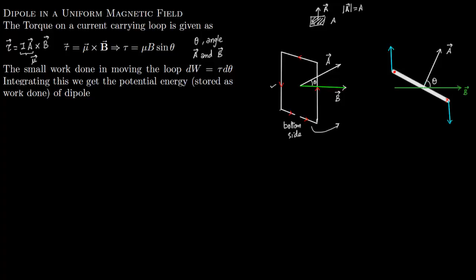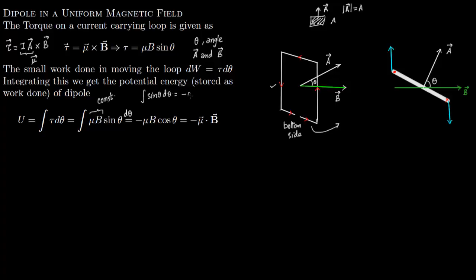So U is the potential energy. You put it equal to the integral of torque d theta. You get mu B sine theta d theta. This mu B is a constant, independent of theta, so you take it out, and recall that the integral of sine theta d theta is just minus cos theta. So this is how you get minus mu B cos theta, and you rewrite it as the dot product of the magnetic moment with the magnetic field.